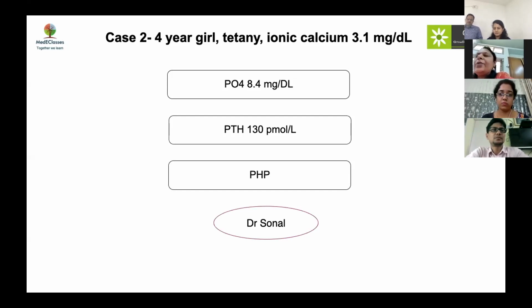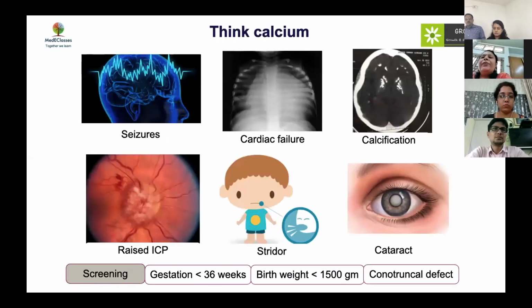Yeah, good afternoon, Dr. Riddhi. So a 4-year-old girl with an ionic calcium of 3.1 and phosphorus of 8.4 should make us suspect hypoparathyroidism. But before that, you should think of a calcium etiology when the patient presents with seizures, cardiac failure, intracranial calcification, or unexplained cataract, or at a very young age when they present with stridor or raised intracranial pressure.